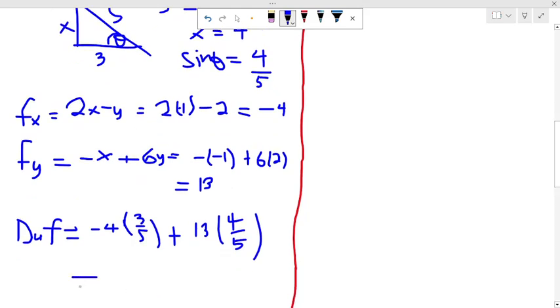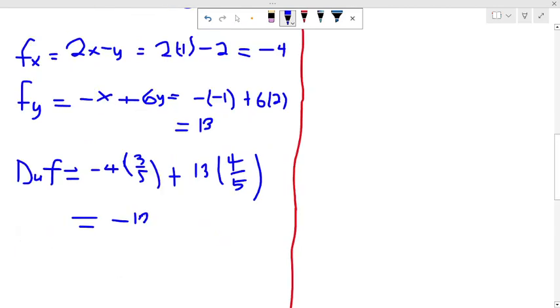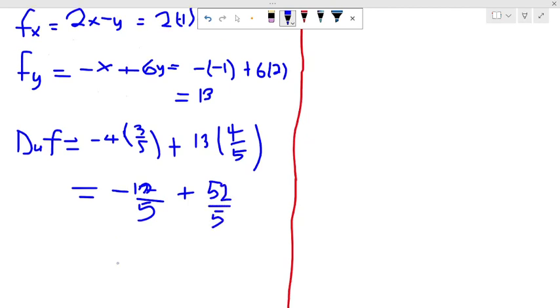Now expanding, we have negative 12 on 5. Now expanding this, we have 52 on 5. So now let's simplify. We are going to get 40 on 5, and 40 on 5 basically gives us 8.